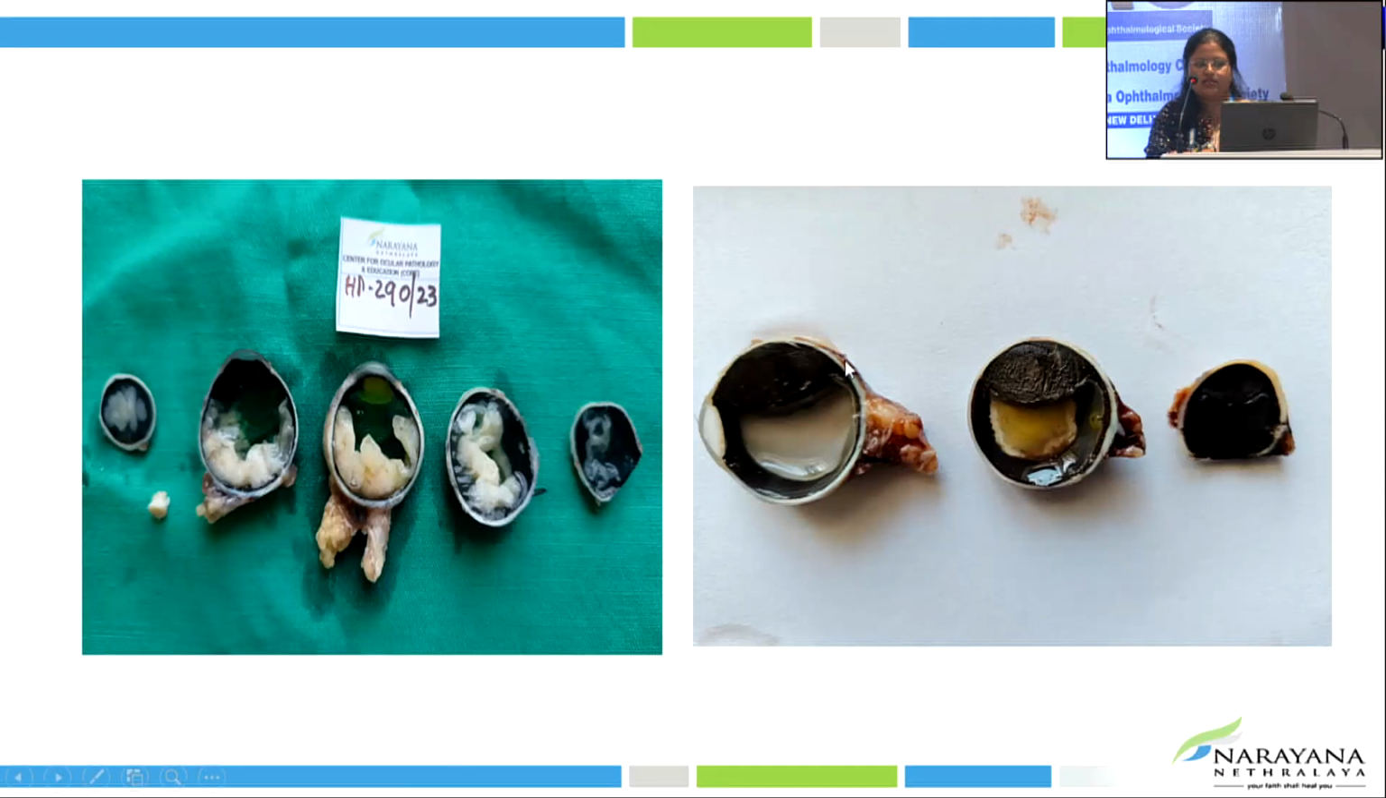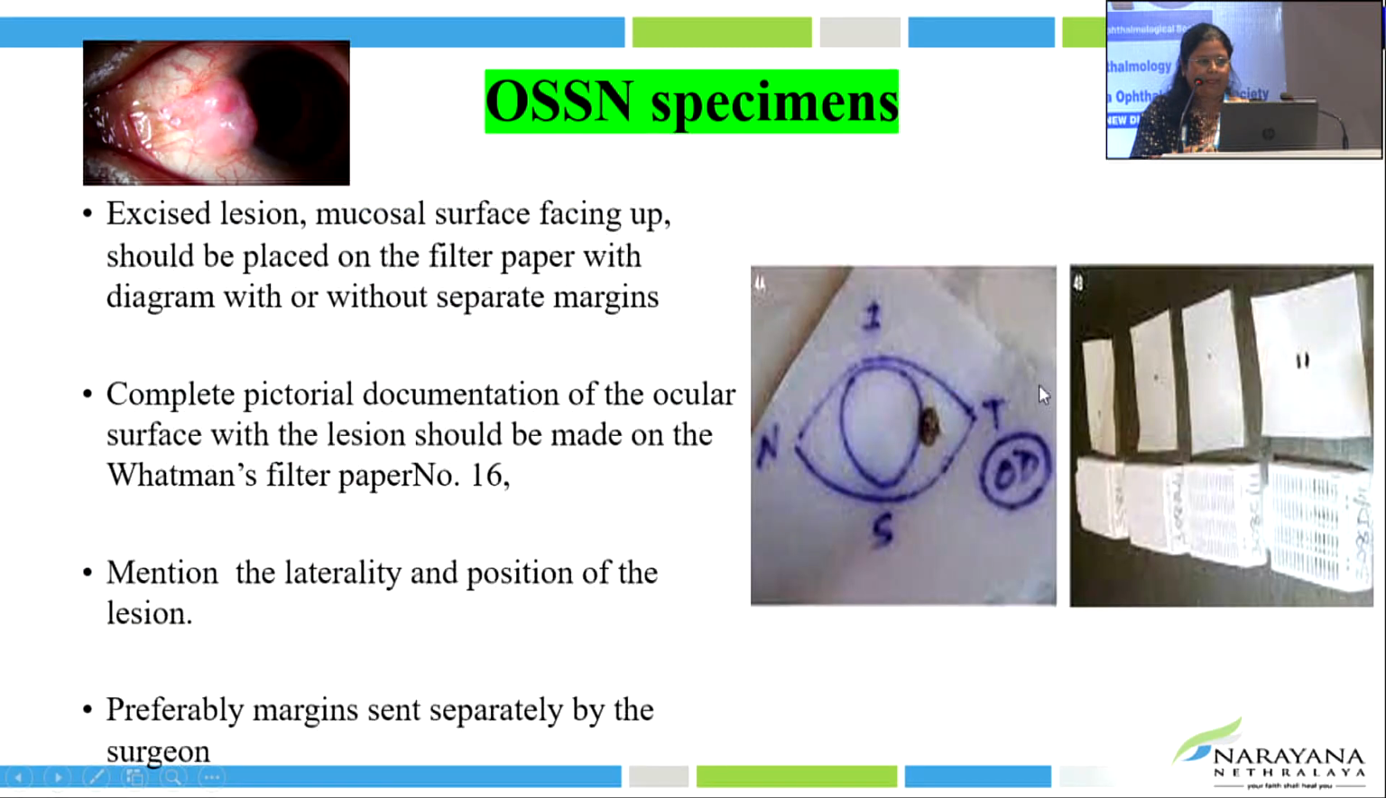And this is a ciliochoroidal melanoma again. So I think Dr. Shefali has already touched upon this. I just want to mention that whenever you send us OSSN samples, excise the lesion and put it on a Whatman filter paper or a cellulose acetate paper. Even glove paper works very well, it sticks on it. Let the hemostasis take some time and stick.